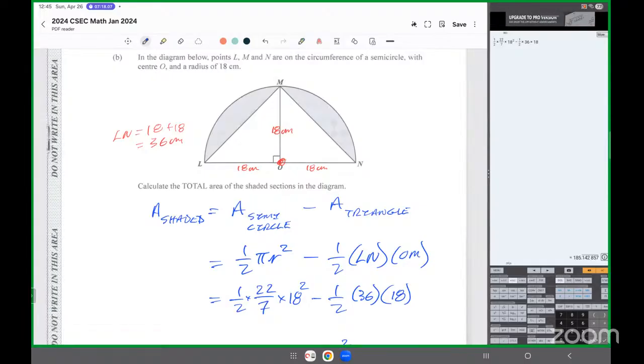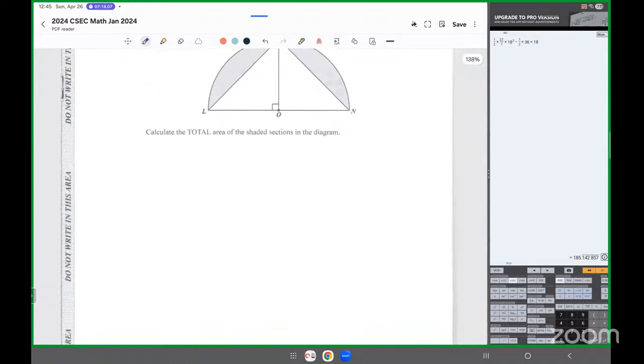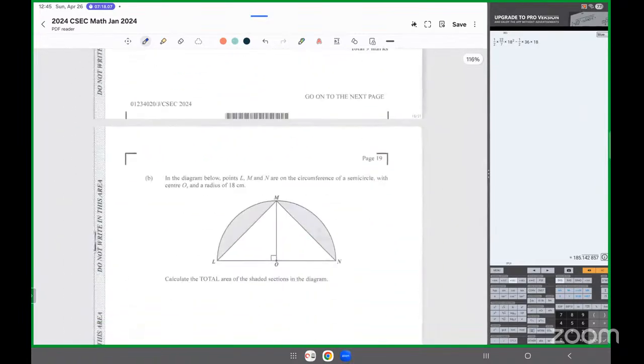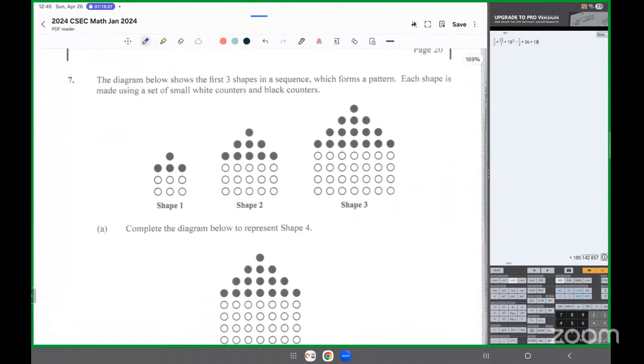Compound shapes. All right. We need to go and do it over. It's the same question on this page, so this page is repeated. Page 19. All right, let's continue. Come to the pattern question, number 7.